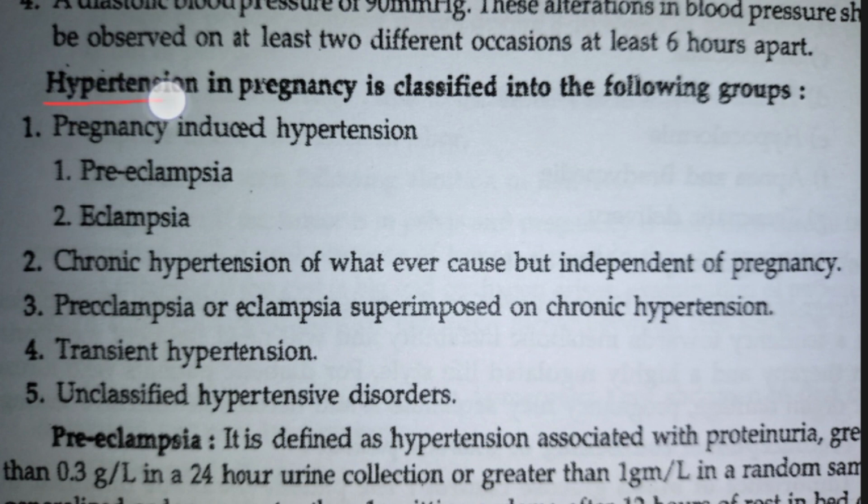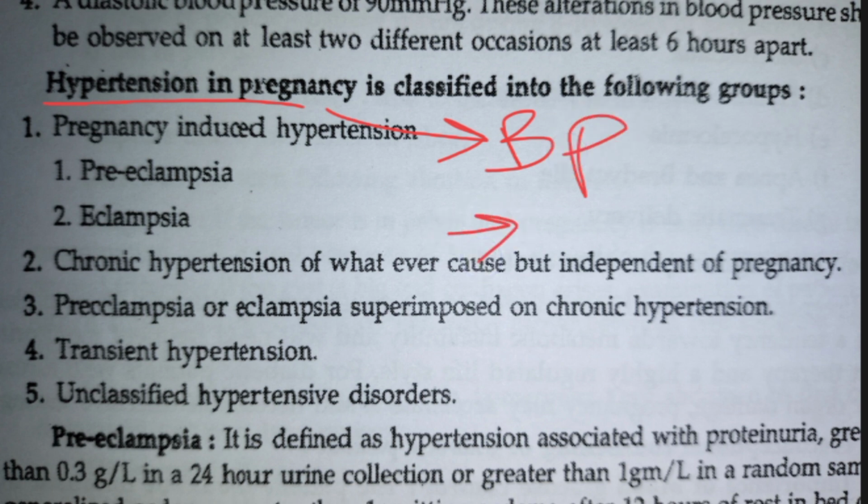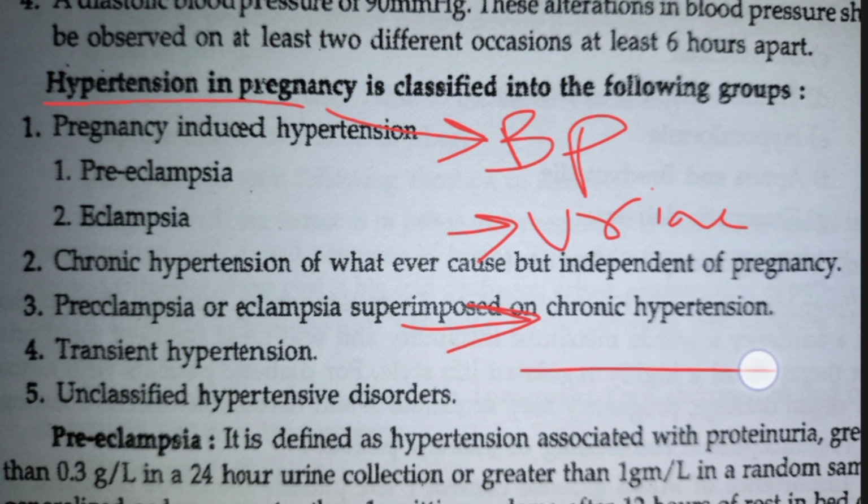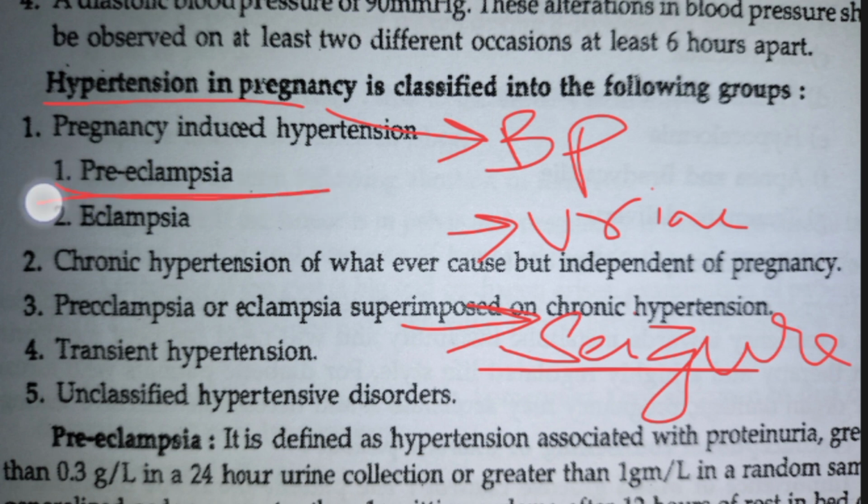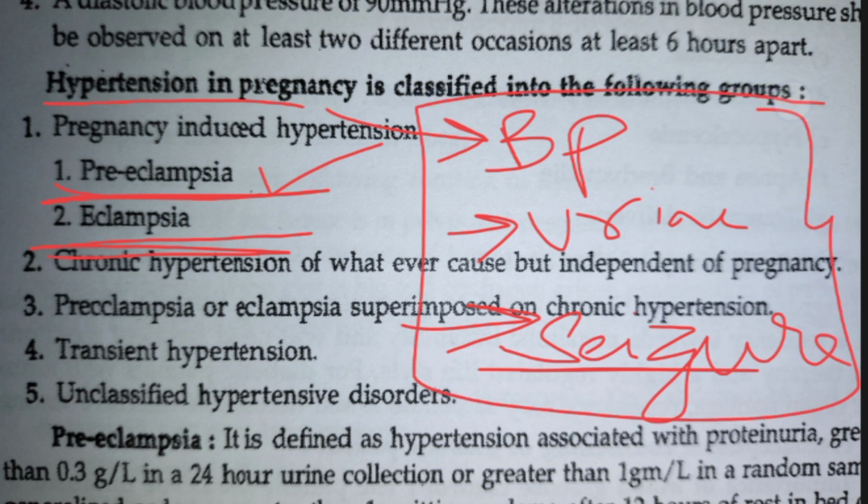The diagnosis of hypertension is very simple, that is the vital signs, BP evaluation. Apart from this, we will perform urine analysis and ask for details about seizure episodes. This is because in pre-eclampsia we will come to know the proteinuria level is higher, and eclampsia is nothing but episodes of seizures. So if we get to know the details of this, we can classify the hypertension and provide treatment based on that.